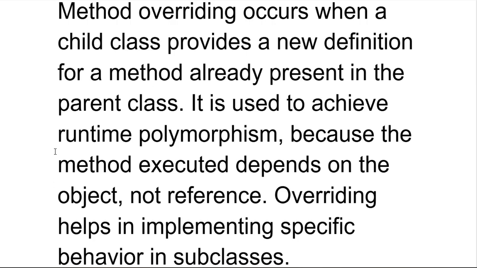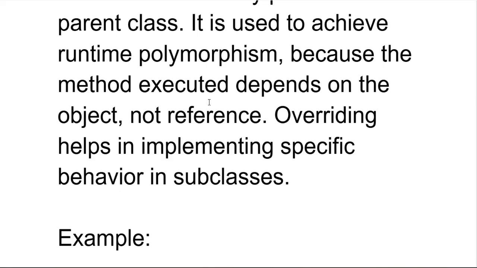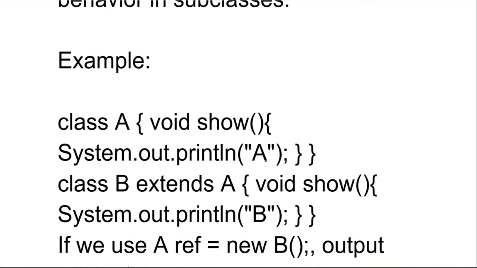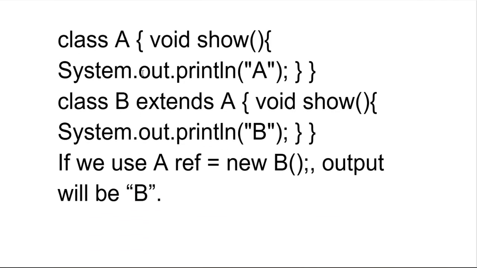It is used to achieve runtime polymorphism because the method executed depends on the object, not the reference. Overriding helps in implementing specific behavior in subclasses. Simply, the main importance or application of overriding is that it helps in implementing specific behavior in subclasses. Let's understand this with an example.